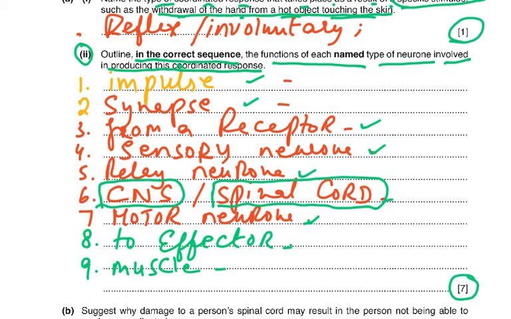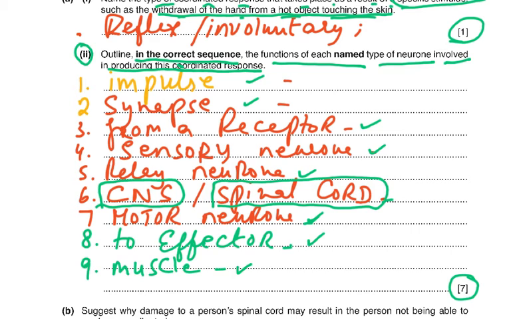So the relay neuron and the sensory neuron all are going to converge into the spinal cord, and then this motor neuron is going to go to an effector, and that effector is probably a muscle because you're going to withdraw your hand. So the biceps muscle is going to contract and you're going to withdraw your hand.